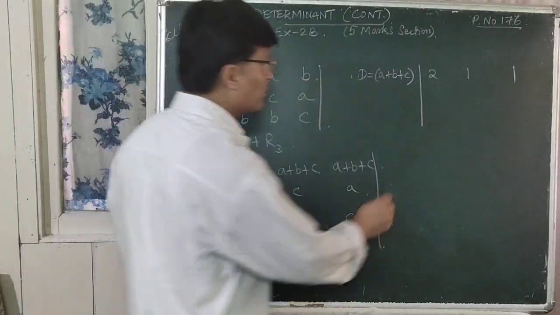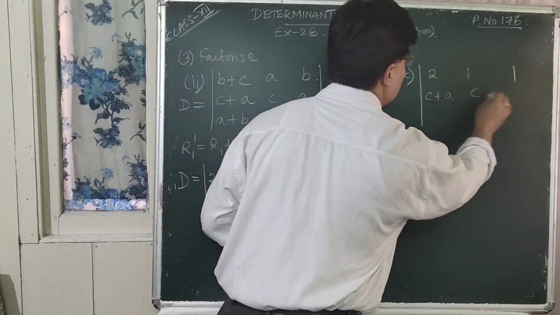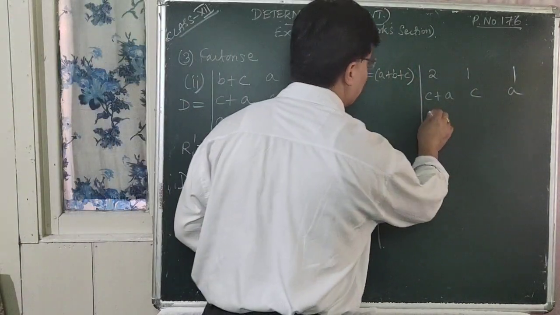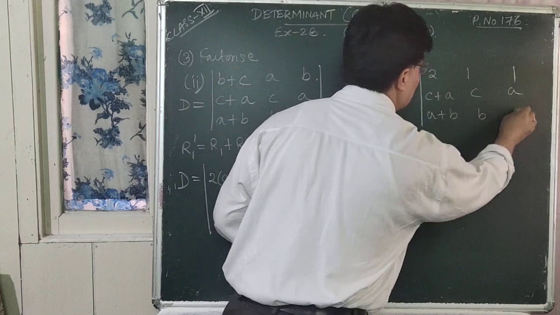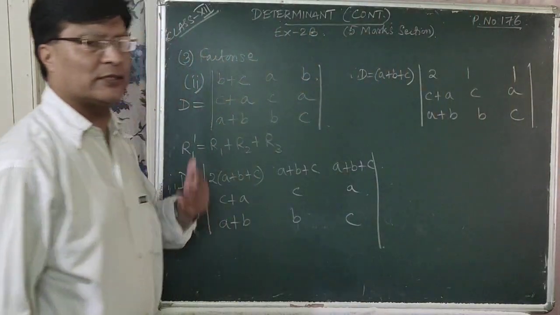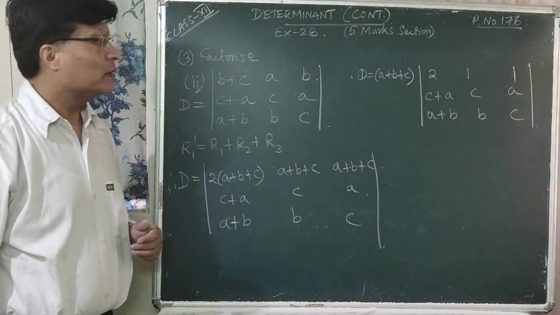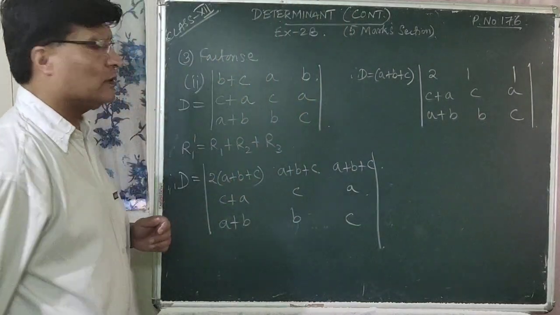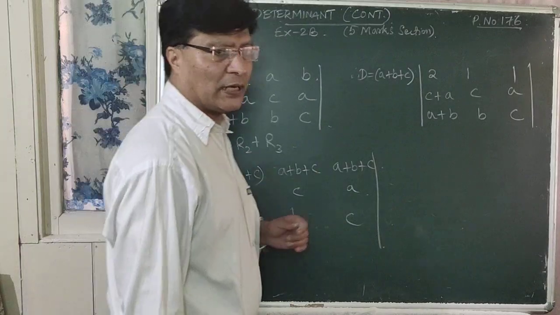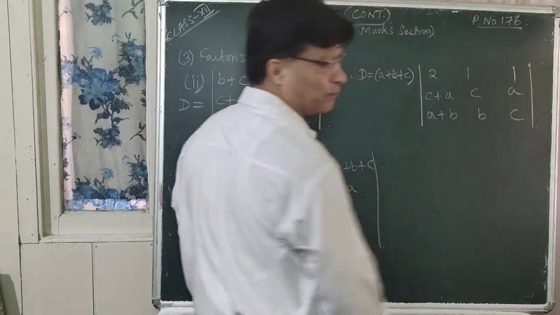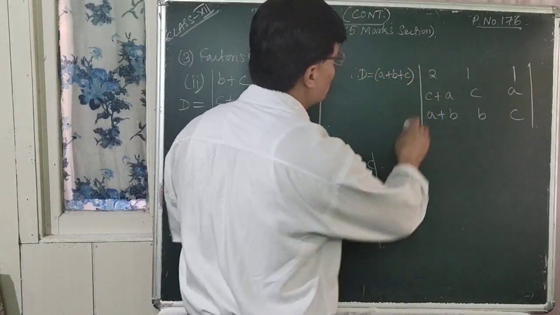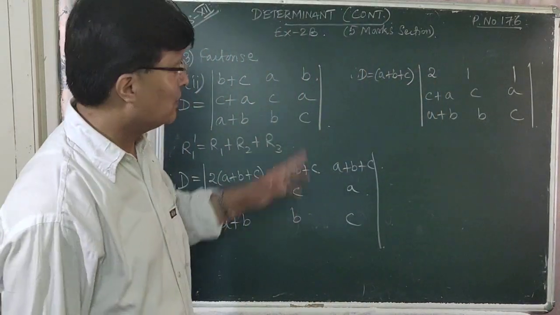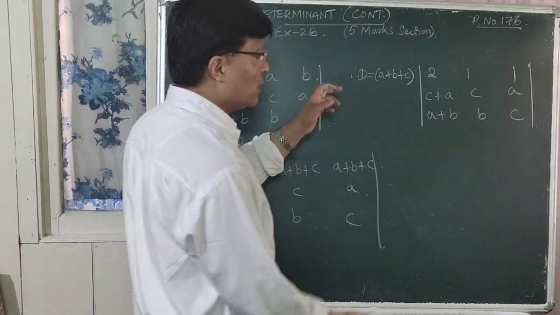This is the new first row. What is the second row? It is C plus A, C, A, right? What is the third row? A plus B. It is B, C. So this is the new determinant, okay? So now, the elements in the first row are 2, 1, 1. You can make these two 0 here. How can you make these two as 0?